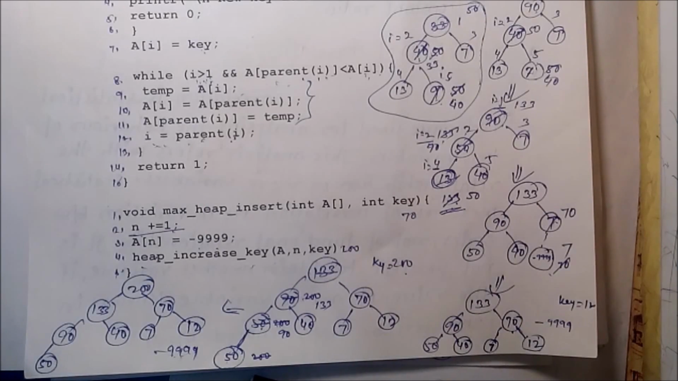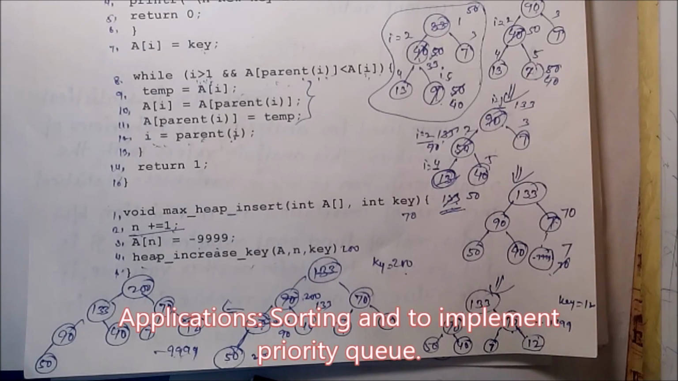Now the application of binary heap tree. Binary heaps are mainly applied for sorting an array using the heap sort algorithm, and implementing priority queues.